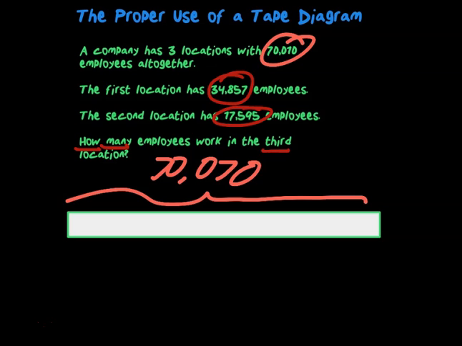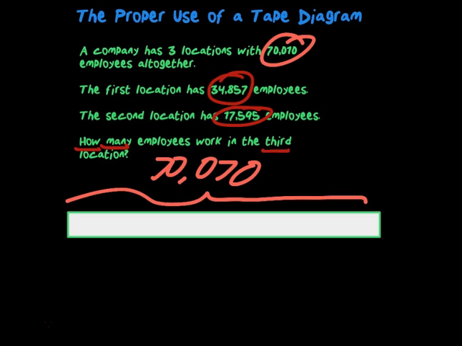So here's an example. A company has 3 locations with 70,070 employees altogether. The first location has 34,857 employees, and the second one has 17,595. Are those totals important? No. What's important is you know where to put them.